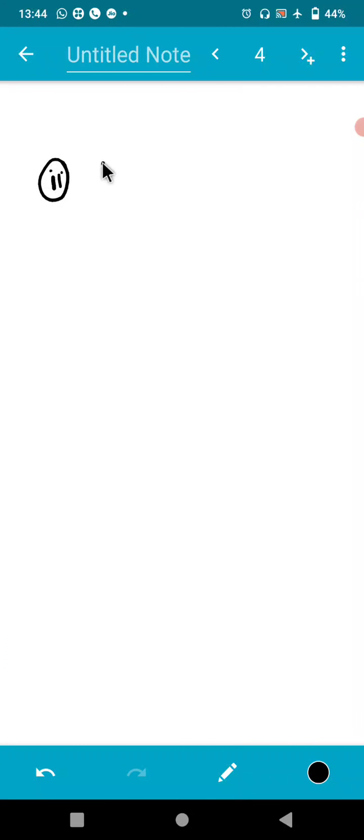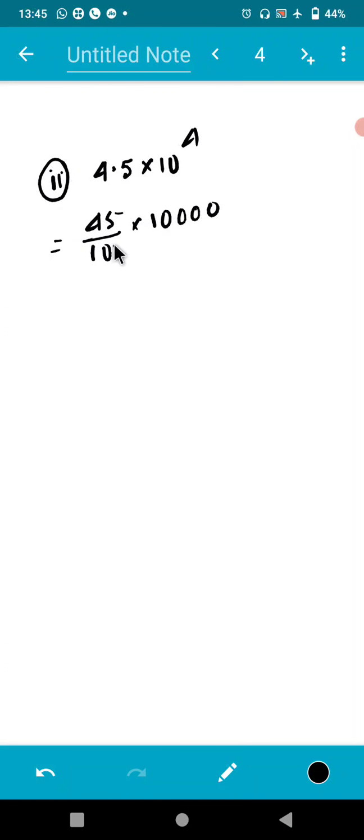Sum number 2, it is given 4.5 into 10 to the power 4. Okay. Now first of all we have to convert this decimal form to a fractional form. It will look like this, and since this time the 10 is carrying a positive power, we don't have to convert it. We can straight away write the number of zeros, that is 4 zeros would be there, isn't it? Now we can reduce this 1 zero, so your required answer would be 45,000. So this is your required answer of sum number 2.